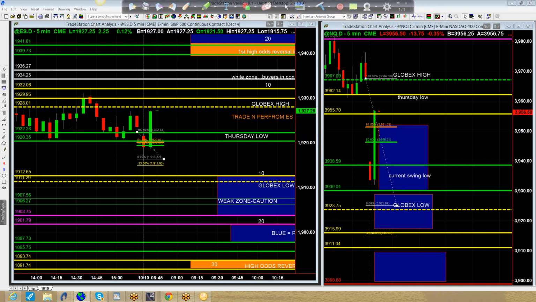And as you can see, 1932 plus 2 points puts me at 1934 as my stop. So I chose to get aggressive. If we get into that white zone, wow, I'm going to have a decision to make at that point. And I'm getting awfully close to a stop here on NQ. So, did a good job not getting short down here, but I may get run over anyways.